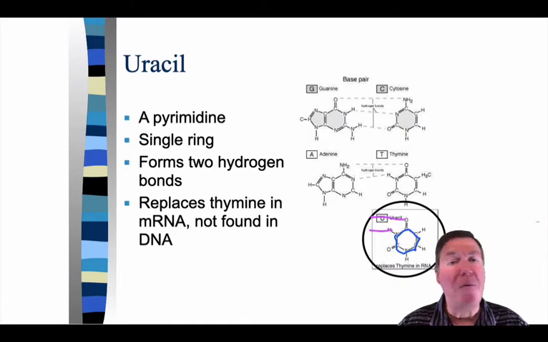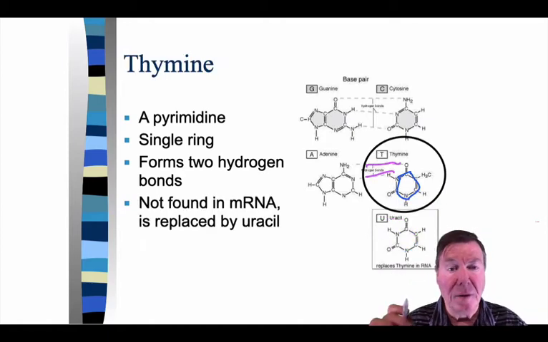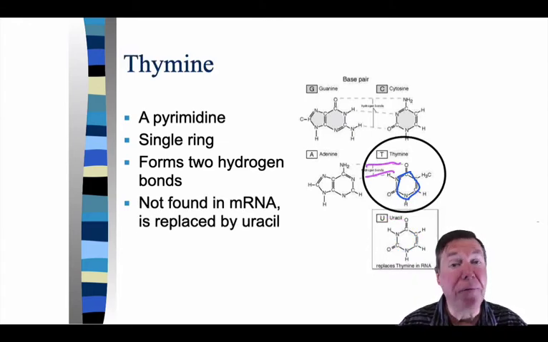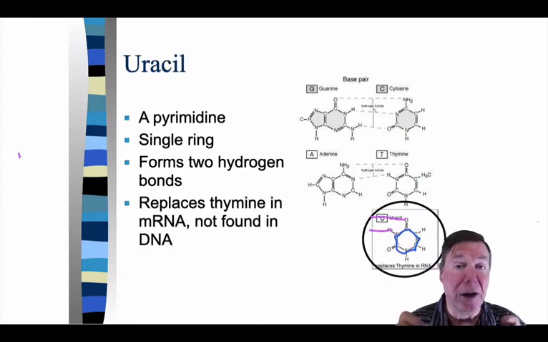You don't find it in DNA. There is no uracil in DNA. You only find thymine in DNA. You find uracil in messenger RNA. You do not find thymine in messenger RNA. You do not find uracil in DNA. Okay.